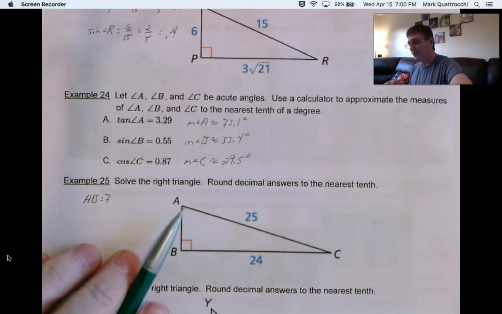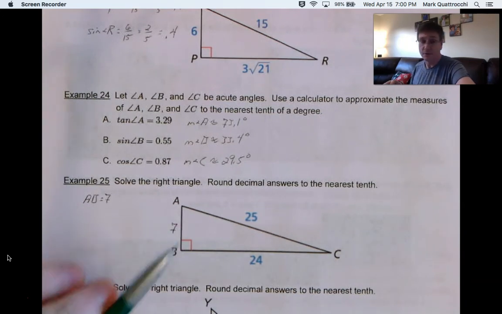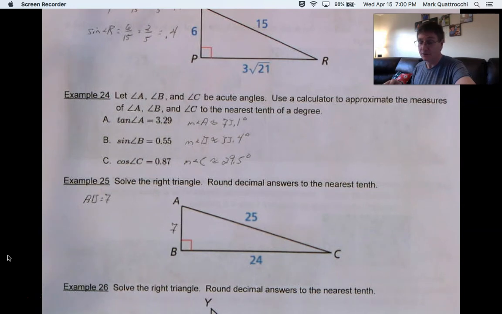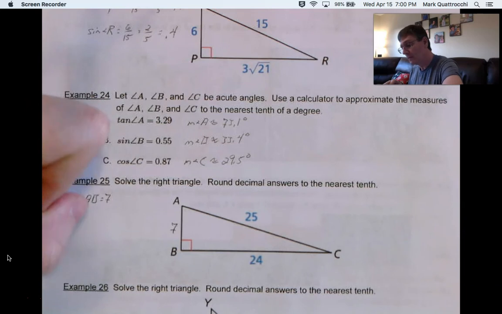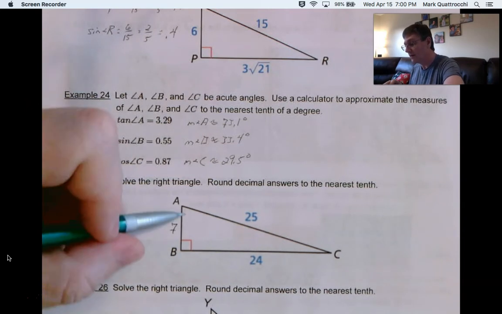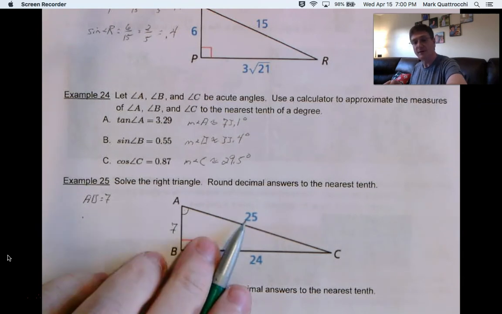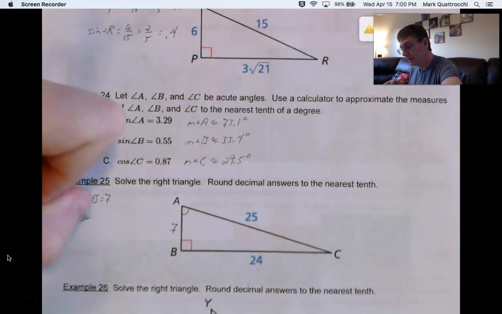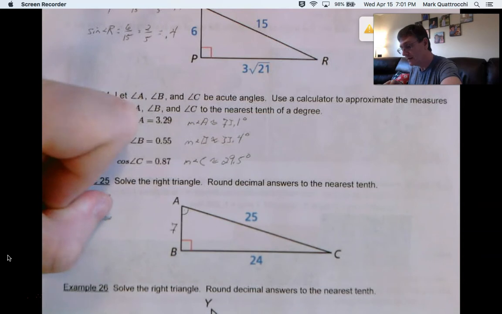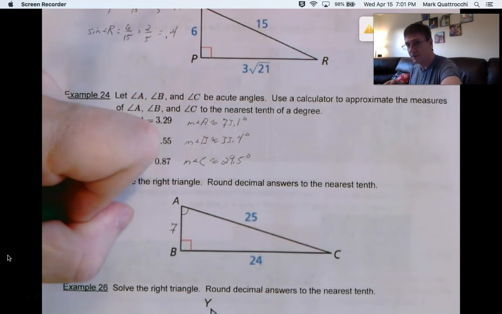Okay. We've got to find the measure of angle A and the measure of angle C. To do that, we can use inverse sine, inverse cosine, inverse tangent. It doesn't matter which one. Let's go with angle A. So to find the measure of angle A here, I'm going to use the 24 and the 25, not the 7. That's opposite and hypotenuse. So that's sine of angle A equals 24 over 25.